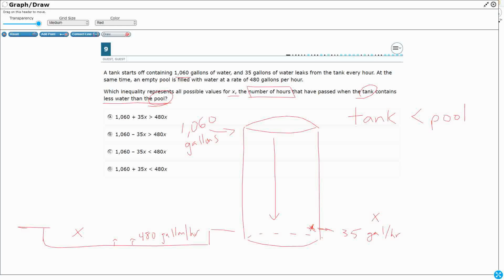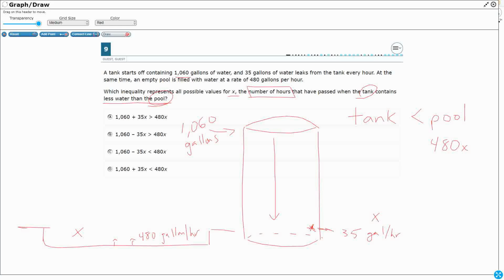And so let's see what we have. Well, the tank is not starting out empty. The pool's going to be easy. The pool is just going to be 480 times x, because 480 every hour. If you got 1 hour, it'd be 480. 2 hours would be double that. 3 hours would be triple that, so on and so forth.